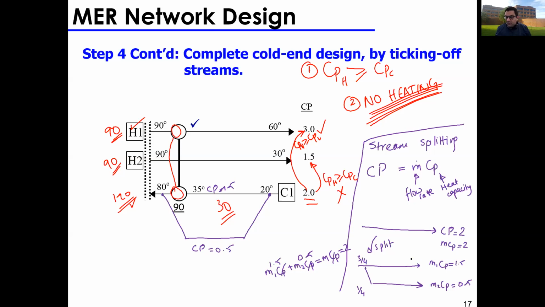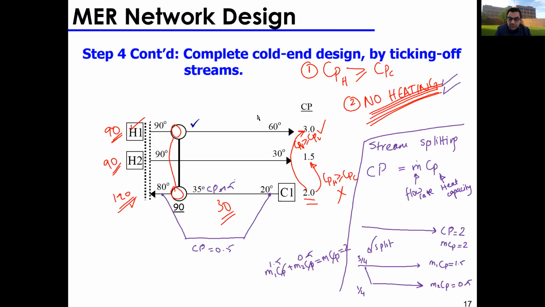So the CP for the 3/4 is 3/4 multiplied by 2, 1.5. CP for the quarter, 1/4 multiplied by 2, is 0.5. I just split the stream this way. So now I have 2 streams which I can use in this heat exchange network without violating the rule of having no heating below the pinch. So this is what happened in this case. If I divide it this way, I'll have this stream with a CP of 1.5.